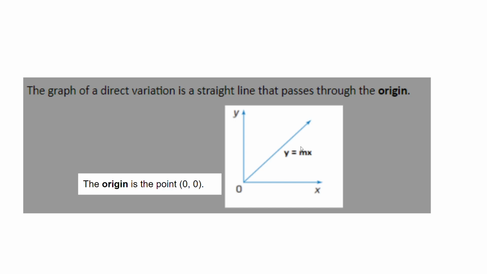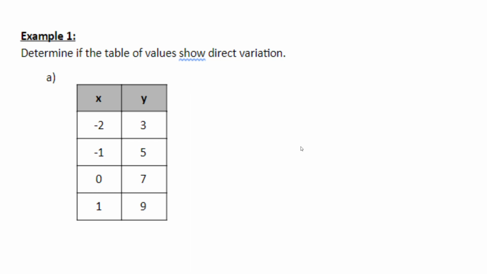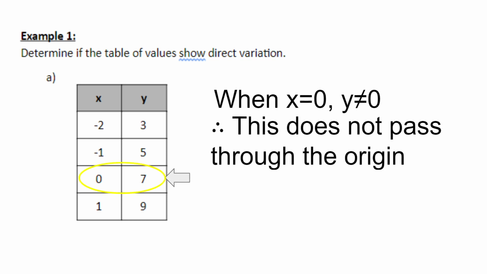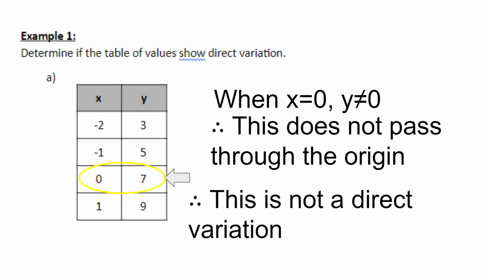So in example 1, we're going to be given two tables and we want to show whether or not it has a direct variation. And so we see that if it goes through the origin, then it needs to go through the point 0, 0, which in this case it doesn't. When x equals 0, y equals 7 in this case, not 0. So this does not pass through the origin, therefore this is not a direct variation.